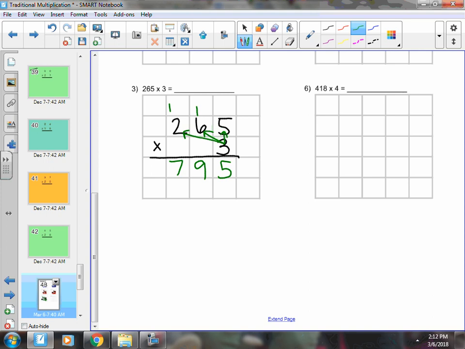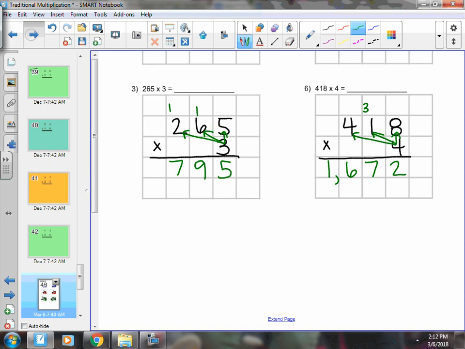Plus 1 is 7. And the last one on the page, 418 times 4. We're going to do 4 times 8, 4 times 1, 4 times 4. 4 times 8 is 32. 4 times 1 is 4, plus 3 is 7, and 4 times 4 is 16.